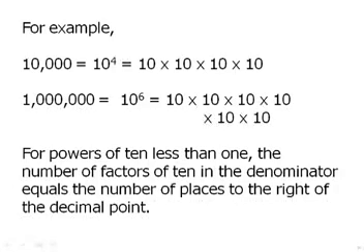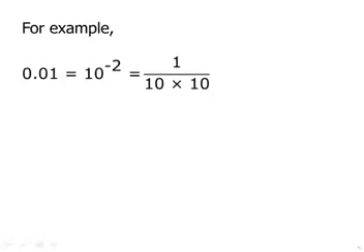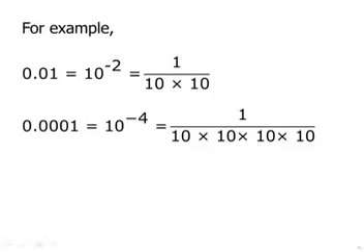For powers of 10 less than 1, it gets a little trickier. The number of factors of 10 in the denominator equals the number of places to the right of the decimal point. So for these, we're no longer counting the number of zeros, we're counting places to the right of the decimal point. So for example, 0.01 is 1/100th. That has 2 decimal places to the right of the decimal point, so that's 10 to the negative 2, or 1 over 10 times 10. 0.0001 is 1/10,000th. That has 4 decimal places, so that's 10 to the negative 4th, or 1 over 4 factors of 10.